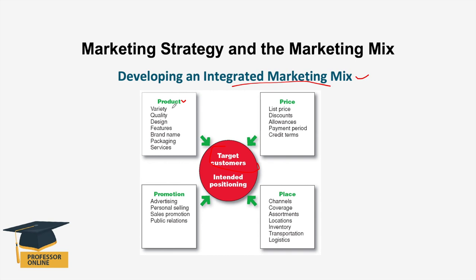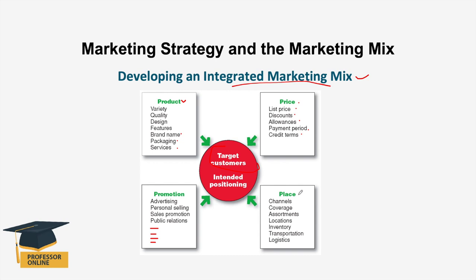You talk about its variety, quality, design, features, brand name, packaging, service, all of the considerations when it comes to the product. You talk about the price of that particular product. There's a list price, you give discounts, there are allowances, payment period, credit terms. All of these things you decide in the pricing strategy. Then there is promotion. You talk about advertising, personal selling, sales, public relations. Then there's digital marketing, social media marketing, website marketing, email marketing. You talk about all those things within a promotion strategy.